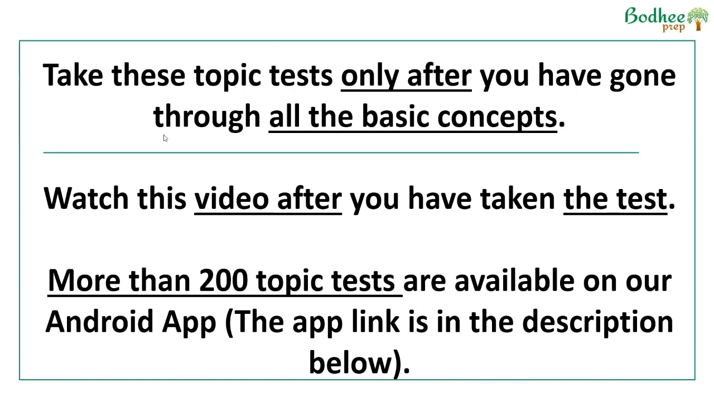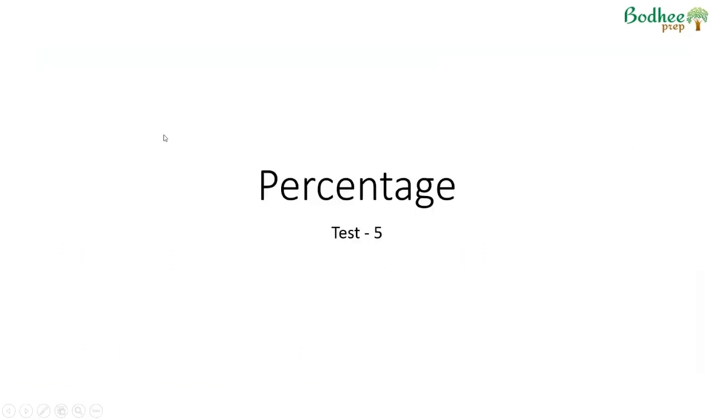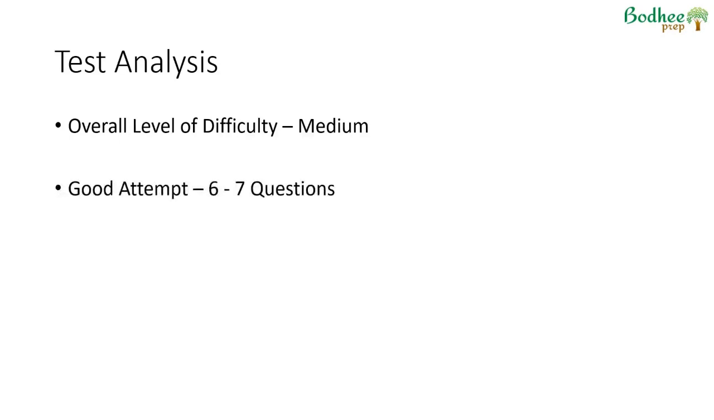Now, this video is about the topic percentages, test number 5, as mentioned in the app. Overall, this was a medium or moderate level of difficulty test. Good attempts here would be 6 to 7 net correct answers, and the ideal time would be 21 to 24 minutes. There were some questions where the calculation time was higher, and therefore the overall attempt time goes up to 24 minutes for all the 10 questions, out of which we'll try to get at least 6 to 7 correct answers.